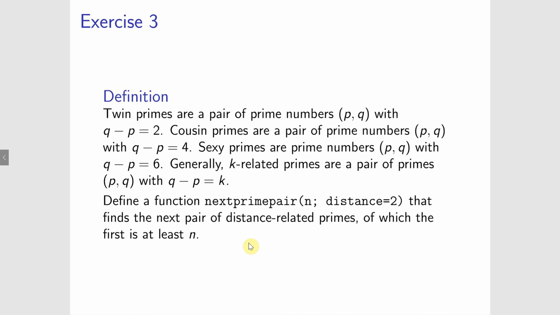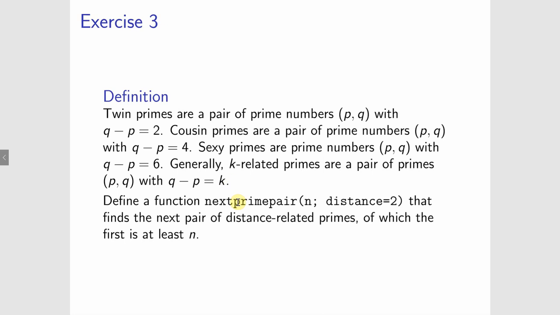And then we have a third exercise. So twin primes are a pair of prime numbers P and Q that differ by 2, so Q minus P is 2. Then you also have cousin primes, that is a pair of prime numbers P, Q with Q minus P is 4. And then you also have the sexy primes that are prime numbers P, Q with Q minus P equal to 6. And generally, k-related primes are a pair of primes P, Q with Q minus P is k.